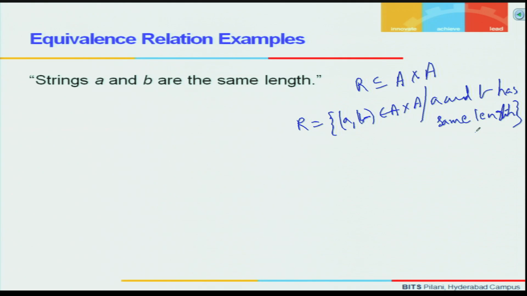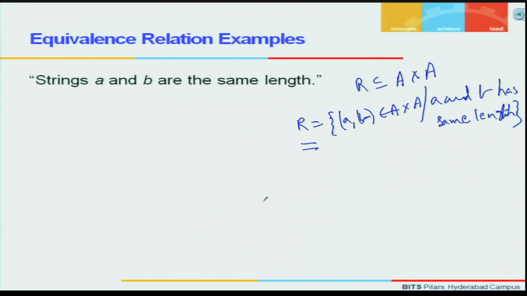This is the relation that I am defining. Now, in the same way as we have done for the previous example, this relation is very much a reflexive relation, because if X is a string, X and X have the same length. If X and Y are strings of the same length, then Y and X also have the same string length. Hence, we say this particular relation is symmetric.